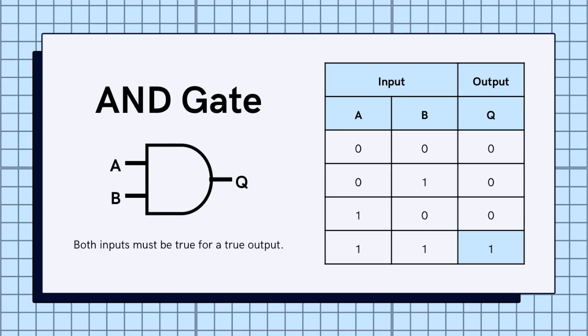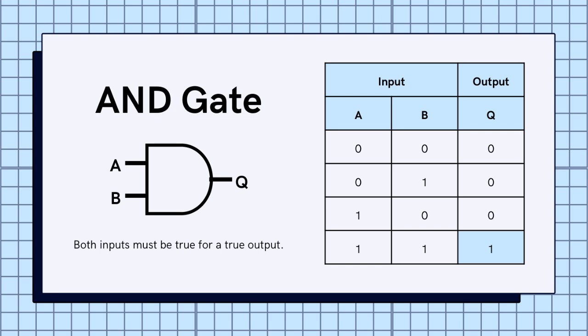All right, let's talk about the AND gate. As you can see, both inputs need to be true, or in digital terms, both need to be 1 for the output to be true as well. If either input is false or 0, then the output remains false. This is clearly shown in the truth table where only when A and B are both 1, the output Q is 1. This concept is fundamental because it demonstrates how logical AND operations work in digital circuits.